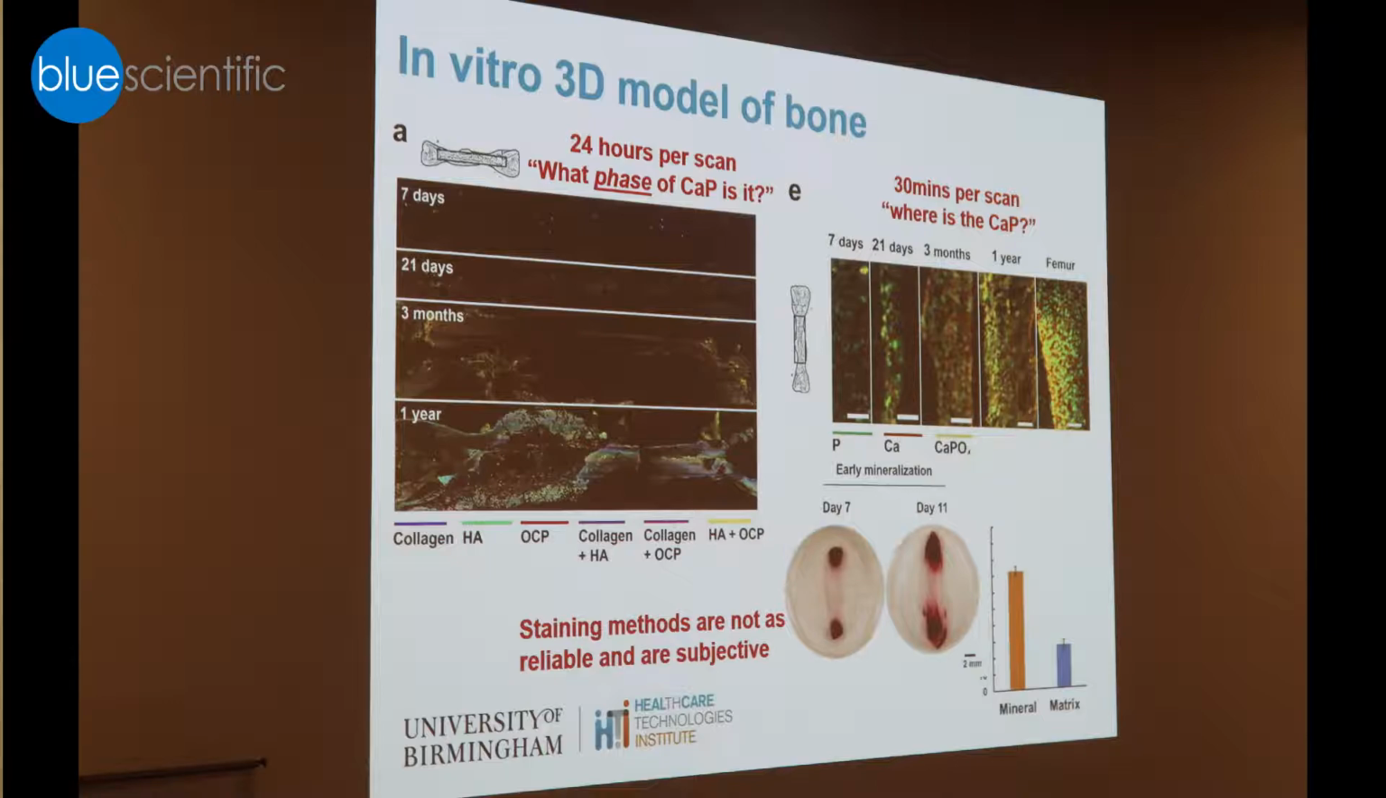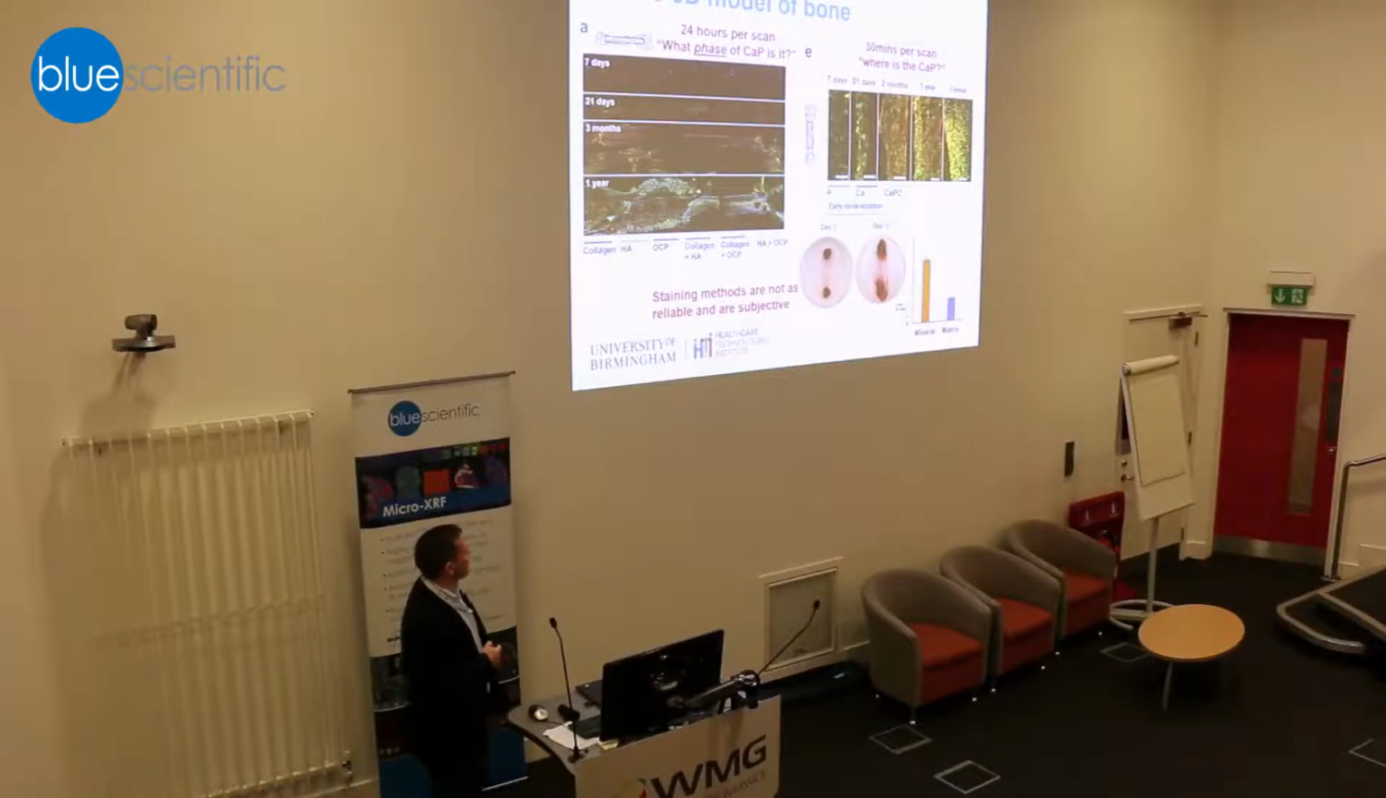But just compare, so red here is where there's believed to be mineral. But look here, there's hardly any staining at all after 7 days, which would suggest there's no mineral at all. But in reality, in XRF, we can see very early mineral deposits. So in other words, the staining is not really reliable and is actually quite subjective based on the lighting conditions that we use. And that's pretty critical for us, because if we just relied on that data, we wouldn't have understood how the bone forms at a very early stage.